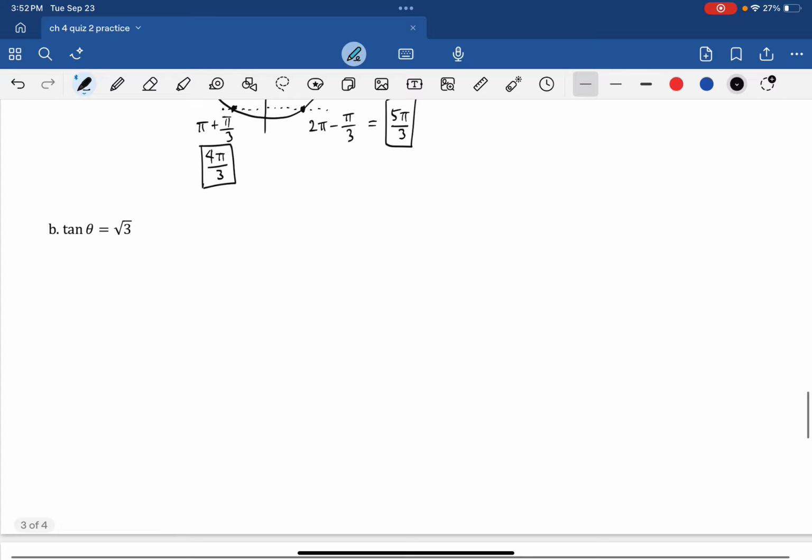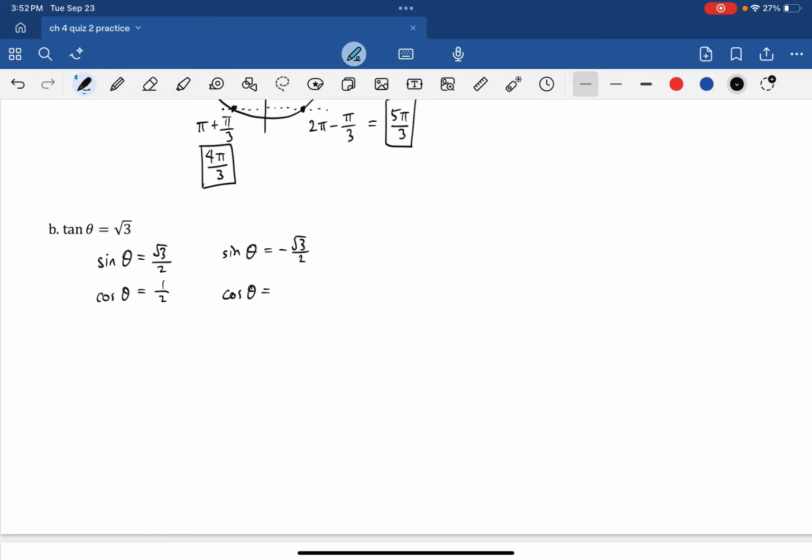Next one, tangent theta equals root 3. Okay, this one's a little more tricky. Well, tangent theta can only equal root 3 under two circumstances. The first is if sine theta equals root 3/2, and cosine theta equals 1/2. Right, you can confirm that sine theta over cosine theta would be root 3. The second possibility, if they're both negative, but the same magnitudes. So sine theta equals negative root 3/2, and cosine theta equals negative 1/2. Okay?